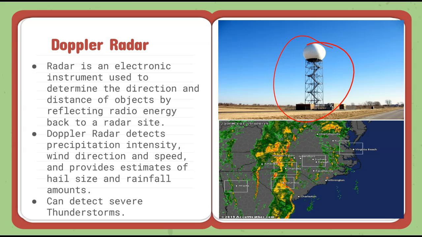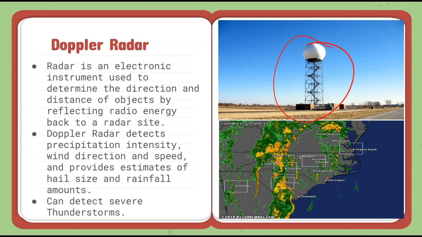It can detect precipitation intensity as well as wind direction and speed, and it can give us a good idea of the size of the hail as well as how much rainfall could occur. Doppler radar is extremely important in predicting severe weather such as thunderstorms, and possibly gives us an idea of where tornadoes might form, so that we can warn people and get them out of the area, or get them to shelter in place if possible.